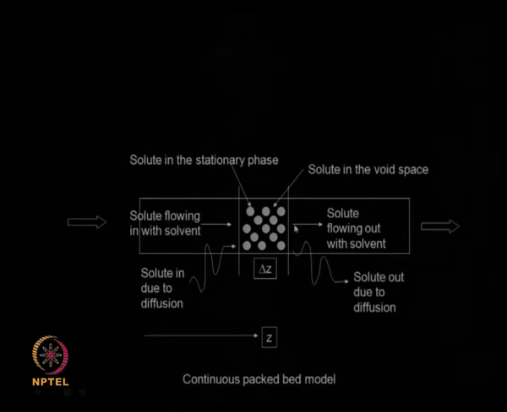Solute flowing in with the solvent, solute flowing out with the solvent. Solute is coming in because of diffusion, solute is coming out because of diffusion. There is no conversion of the solute. So, there are no reactions taking place. So, we can balance all the input flows with all the output flows. So, you can have a partial differential equation relating concentration as a function of distance z, and also as a function of time, because there is going to be a buildup of concentration in this particular region delta Z.